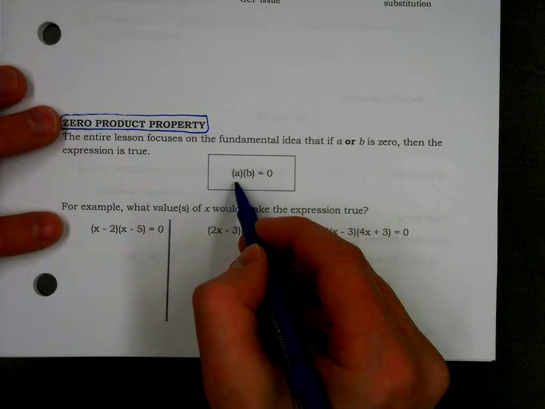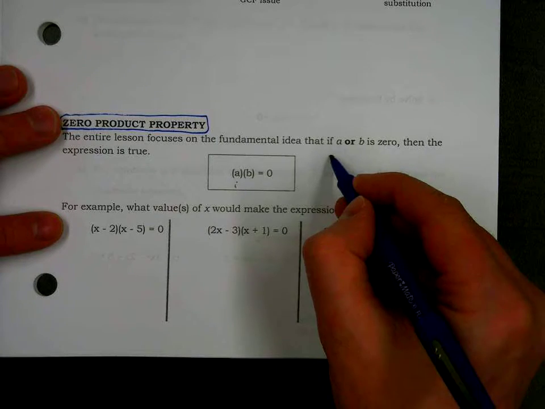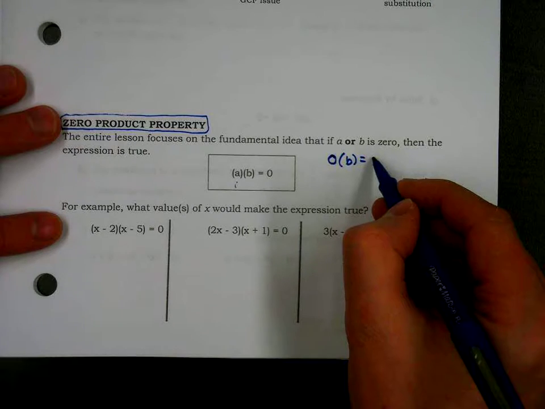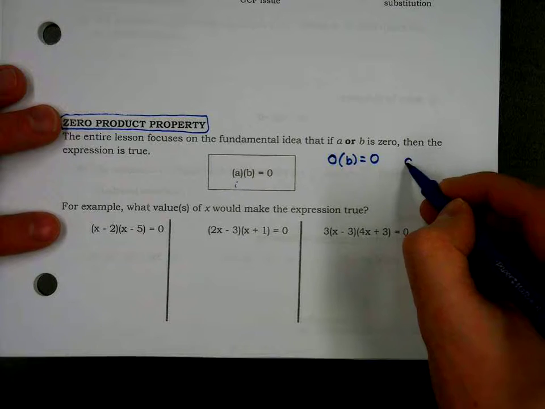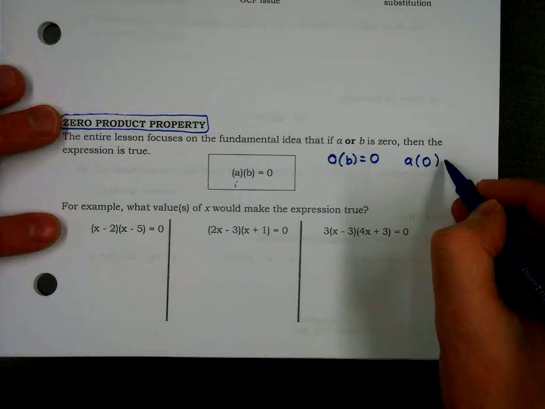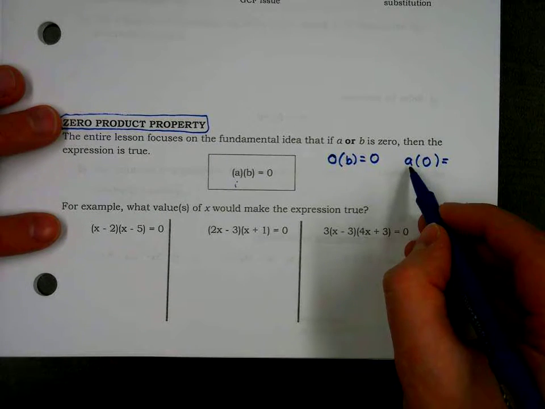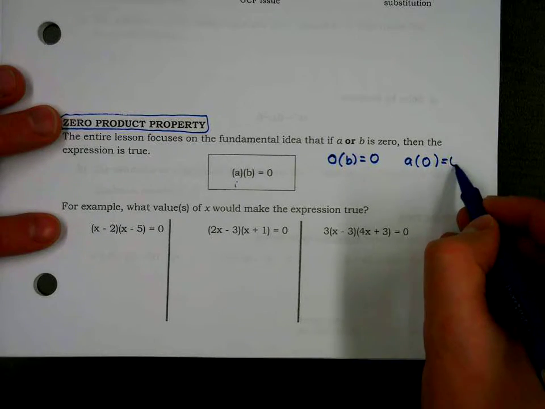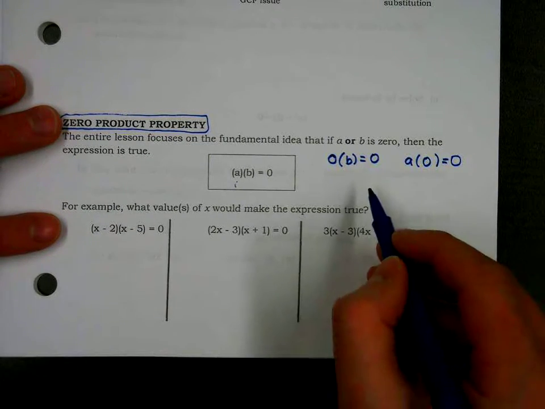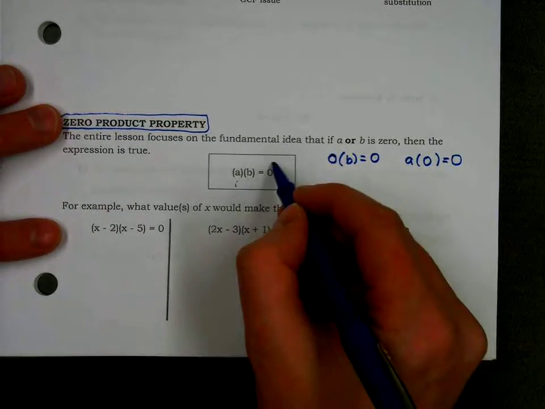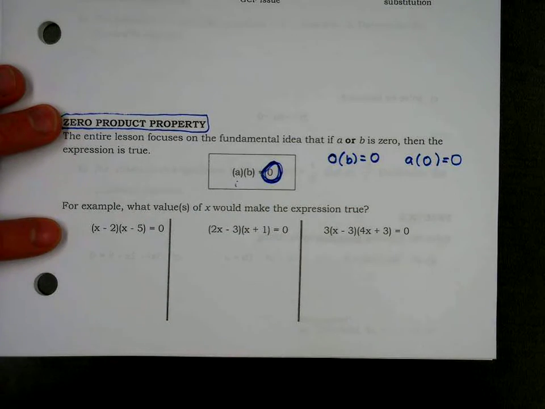Imagine if I said A is a 0. 0 times B, what would you end up with? I don't care if B is a 50 or 1,000 or a negative 60. 0 times anything is 0. What if I said B was 0? And I don't care if A is 1,000, a million, a billion, negative 100. 0 times anything is 0. So if A is 0 or B is 0, it's always true. And this is the zero product property, only when it equals 0.